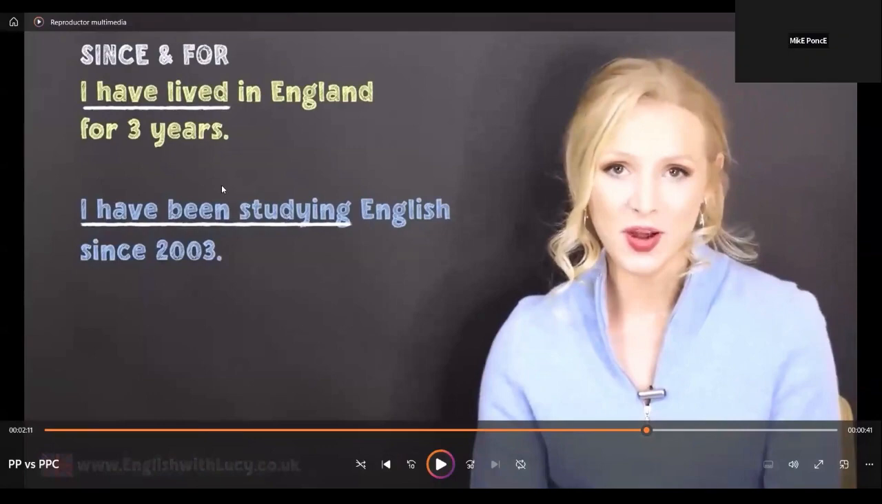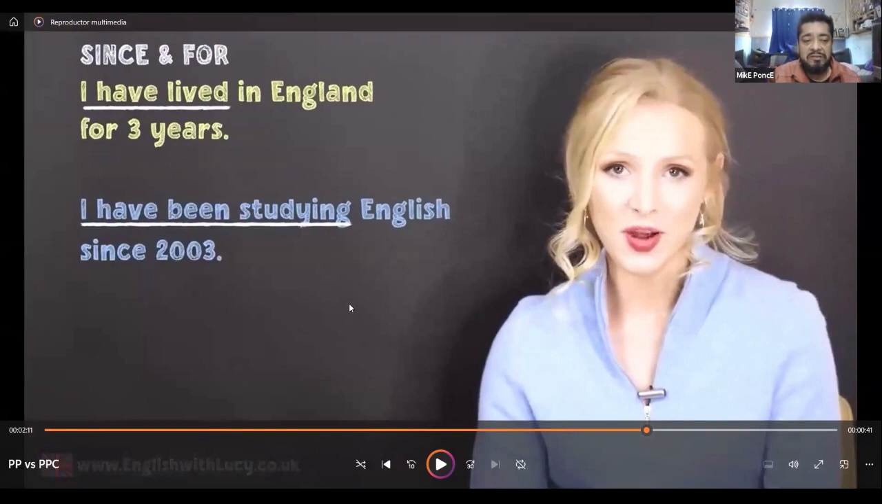Now, in this case, it's important to mention that for is used as a time expression to express the period of time. So she's talking about for 3 years. The period of time represents 3 years.